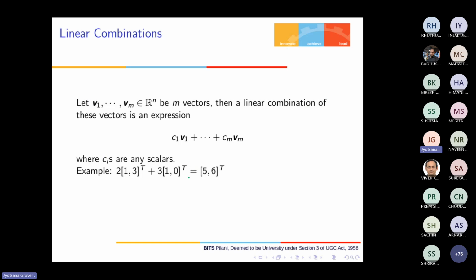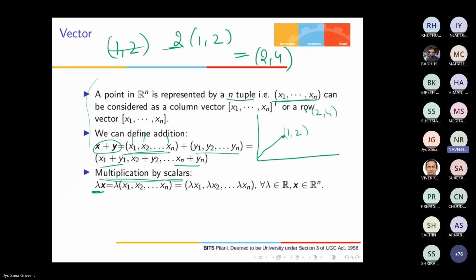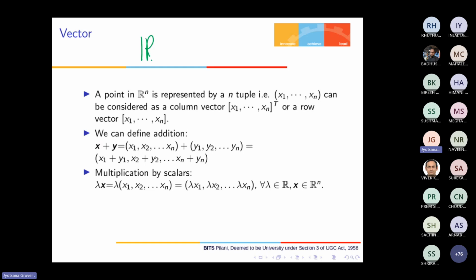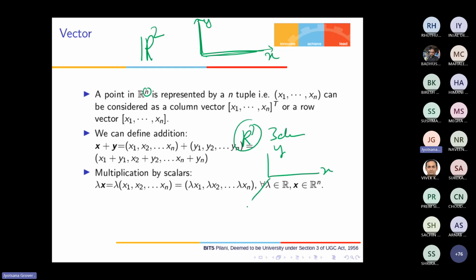Moving forward, what does R to the power n mean? This is a space. For example, I told you just now about the R2 space. If n is 2, it becomes R2, and the R2 space is the XY plane, which you have seen in two-dimensional graphs. R3 means it is a 3-dimensional space, with X, Y, and Z. So Rn is an n-dimensional space.